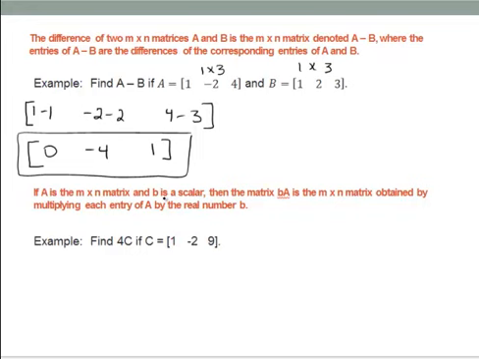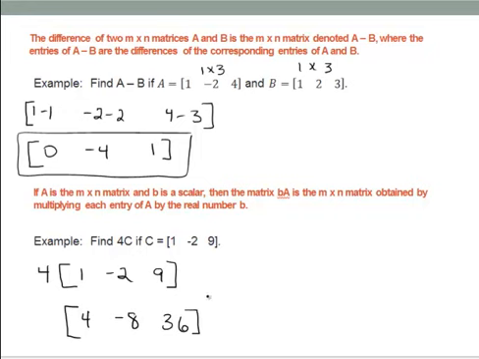Now if you want to multiply a matrix by a scalar, that just means multiply a matrix by some number. It's kind of like just distributing that number to all the elements in the matrix. So this one says to multiply 4 times the matrix C. So it would look like this. So you just multiply every element by 4. 4 times 1 is 4. 4 times negative 2 is negative 8. 4 times 9 is 36. And you're done.